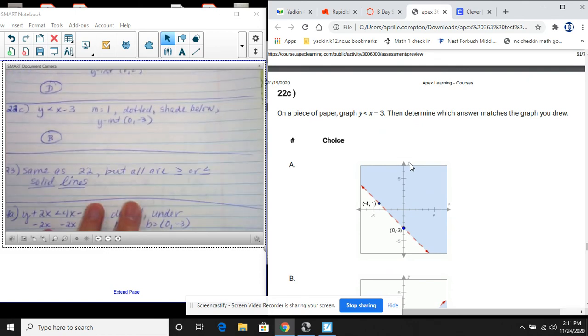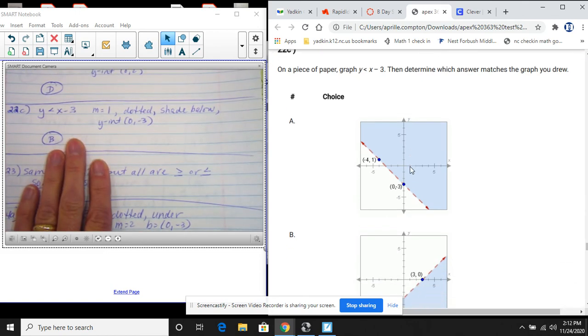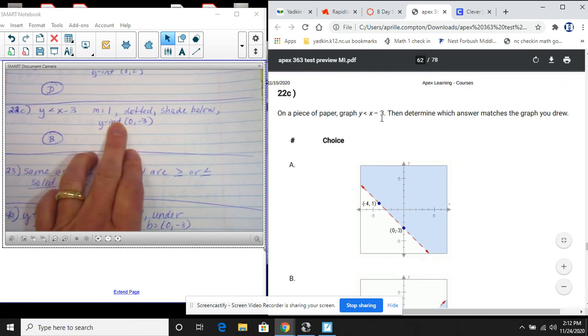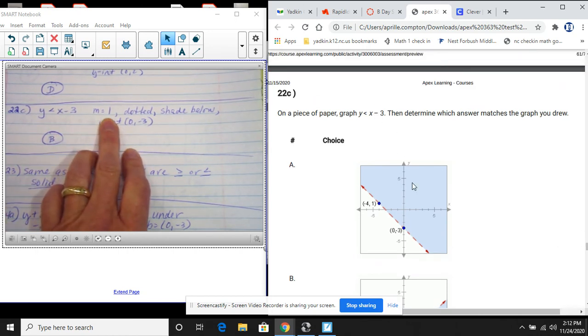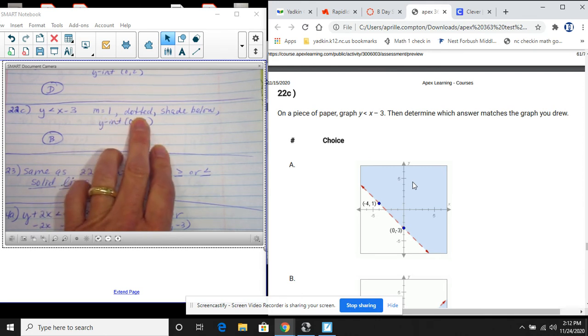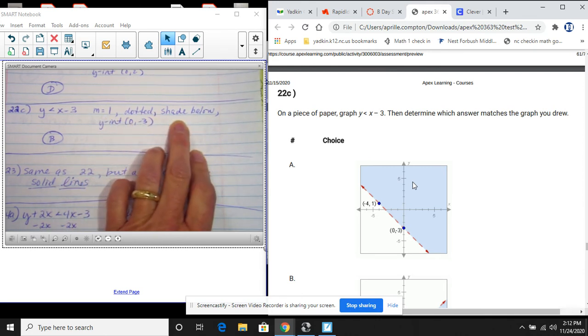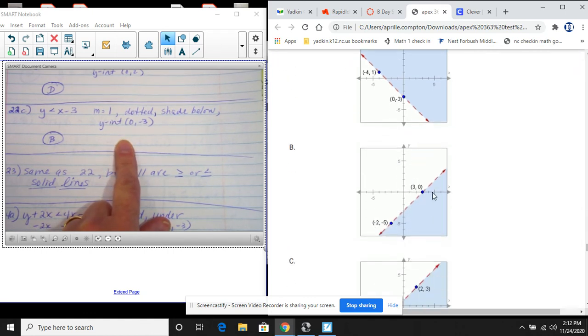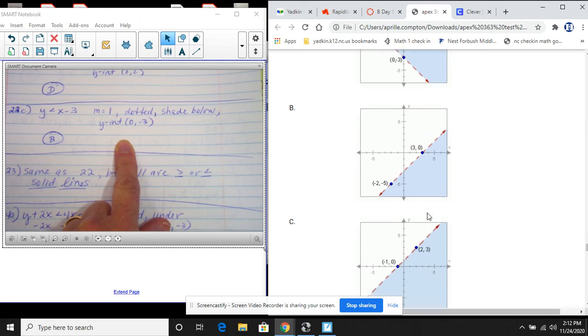22C, take the inequality that they've given you. y is less than x minus 3, so the slope is a positive 1. I should be looking for a line that's going up and to the right and has a dotted line that's shaded below because it's less than. It has a y-intercept of negative 3. This time the correct choice was B.